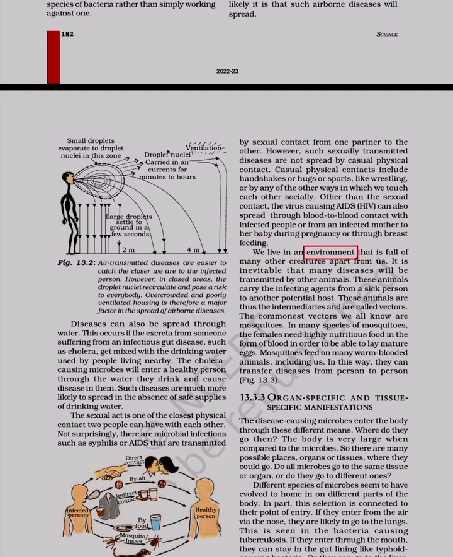We live in an environment that is full of many other creatures apart from us. It is inevitable that many diseases will be transmitted by other animals. These animals carry the infecting agents from a sick person to another potential host. These animals are thus the intermediaries and are called vectors. The commonest vectors we all know are mosquitoes.